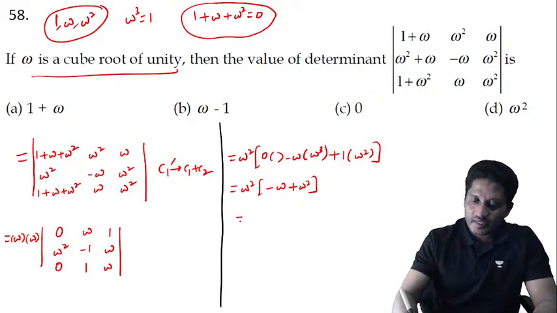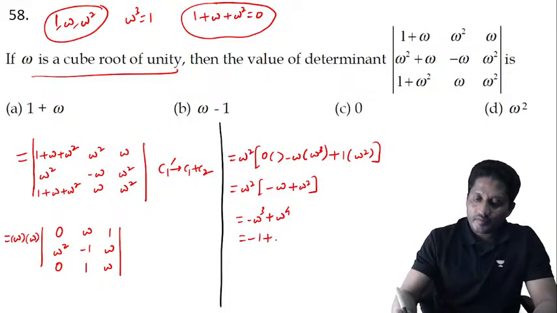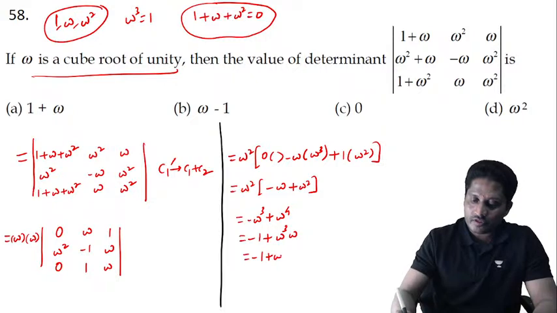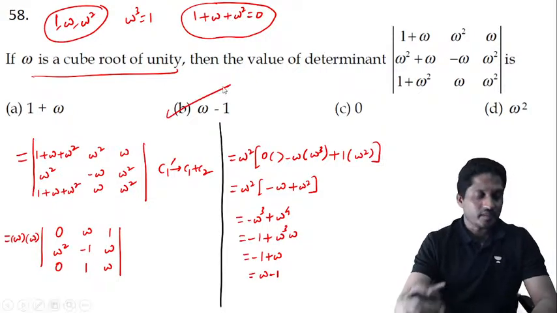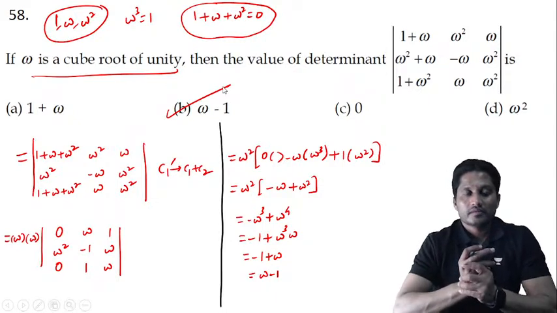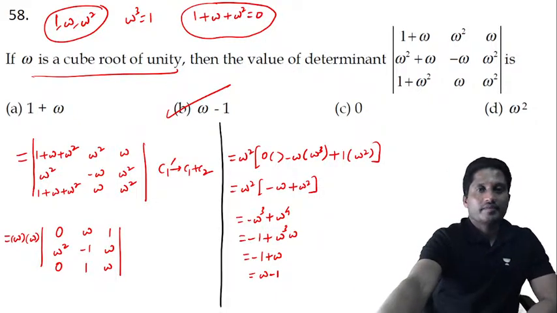Right, now if I multiply, I get minus omega cube plus omega power 4. Omega cube is 1. Omega power 4 can be written as omega cube into omega. Omega cube is 1. So you get minus 1 plus omega. That is omega minus 1. Answer is option B. Right, let's move to the next question.